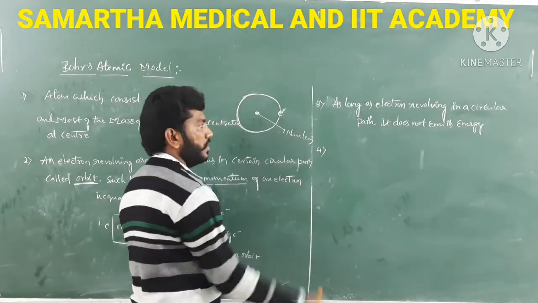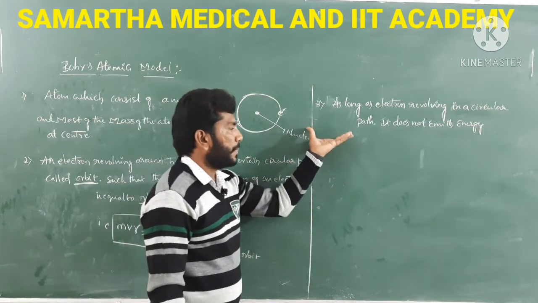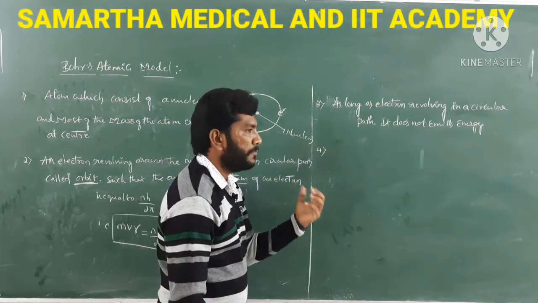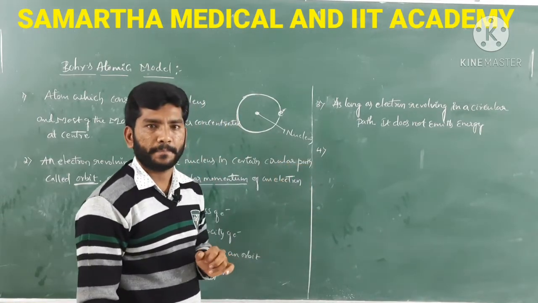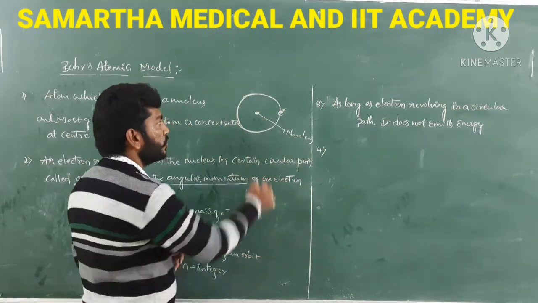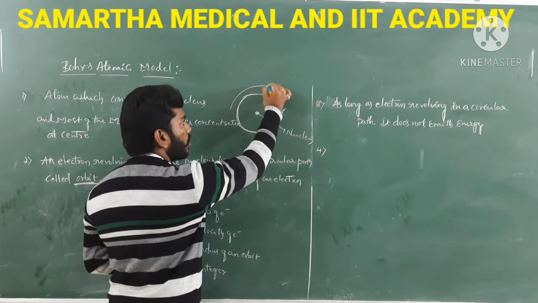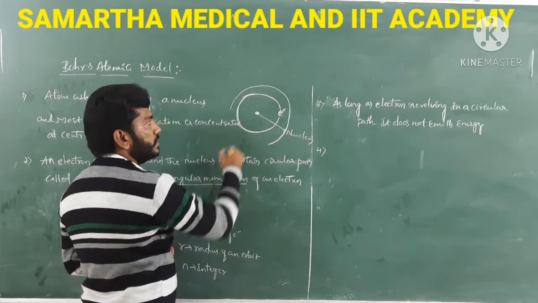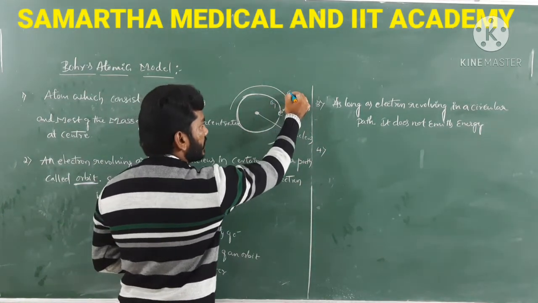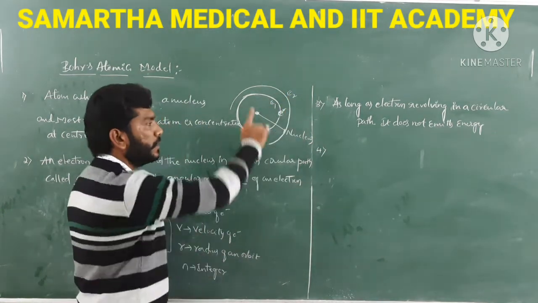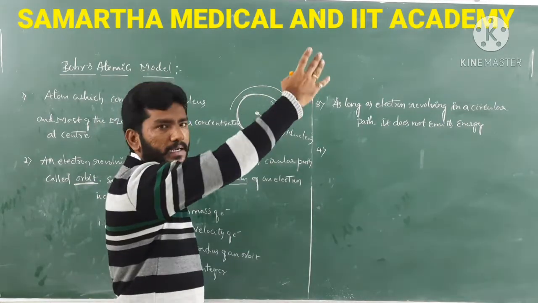Fourth one. From the third postulate we came to know that the energy of an electron is constant in a particular orbit. But the fourth postulate would be like that. Suppose I have drawn one more orbit here. Let us take this as the first orbit with energy E1, the second orbit with energy E2, the third E3, then E4, just like that, n numbers.